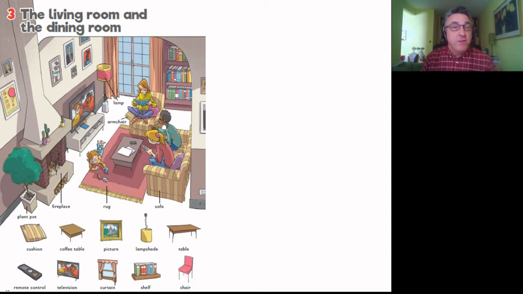You could make false statements or true statements. There's a child lying on the floor. True. There is a spider climbing on the wall. No, there isn't. The children are doing their homework. No, they're not. They're playing games. So it's true or false statements. That would work quite nicely.